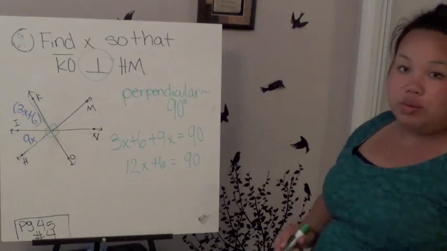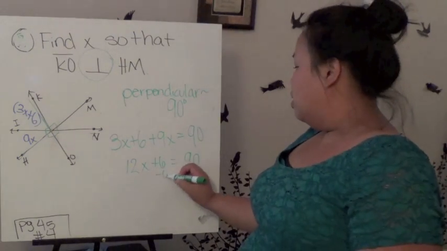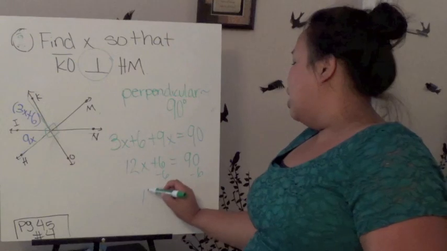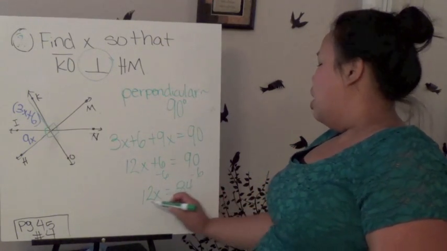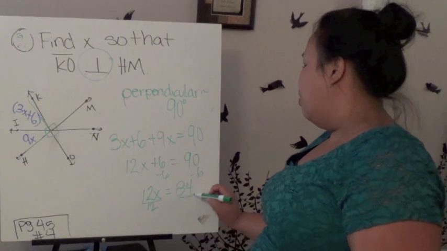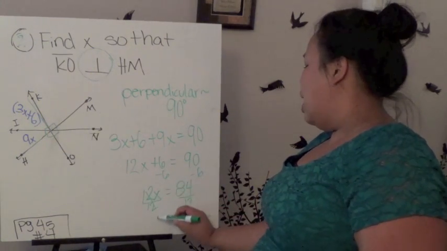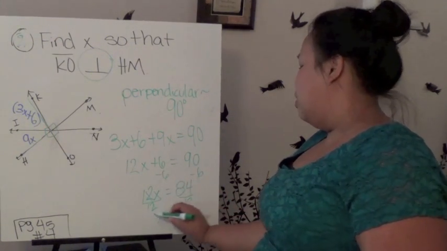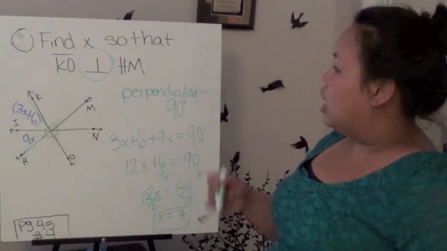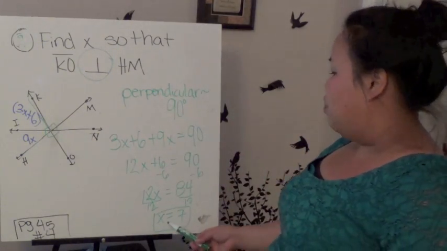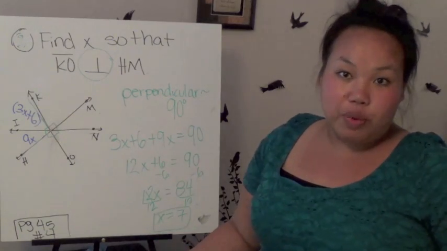My next step is to do what? Subtract 6 from both sides. I get 12x equals 84. Then I divide both sides by 12. This gives me x equals 7. And that's all it's asking. It's not asking us to find a line or the entire angle. It's just asking us to find x, and we found x. So we just solved the problem.